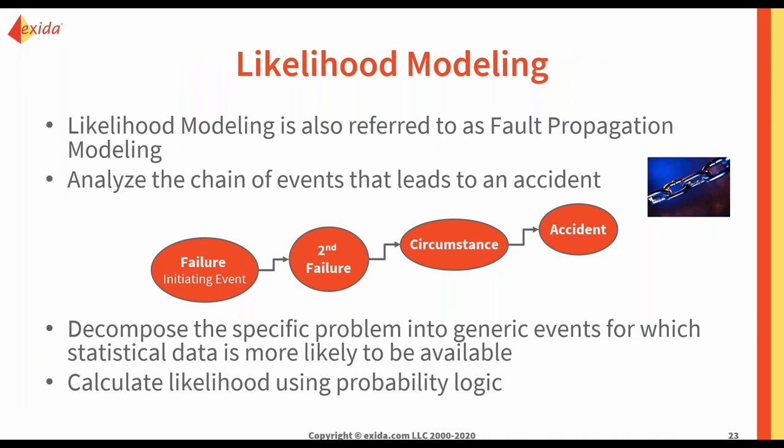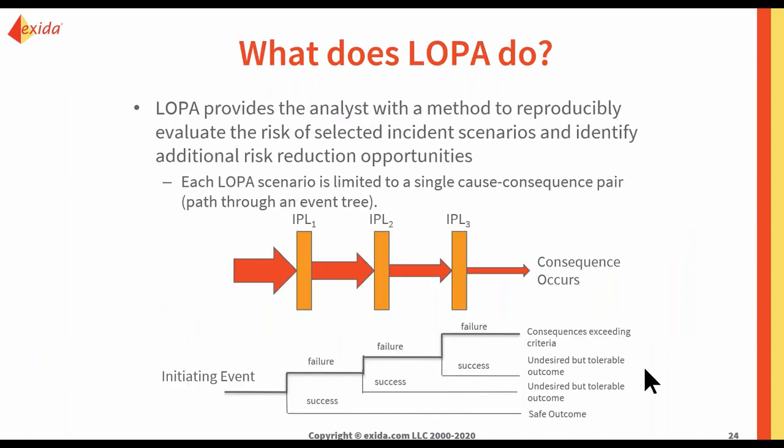LOPA is a kind of likelihood modeling. In a way, it's actually fault propagation modeling. It's a kind of event tree, actually, but a simplified event tree. So it analyzes a chain of events that would lead to accidents. It decomposes the specific problem into different events, and then looks at different failures. These failures would be the failures of the safeguards. And we calculate the likelihood using probability logic along the chain. It'll be clearer when you look at this particular diagram right here.